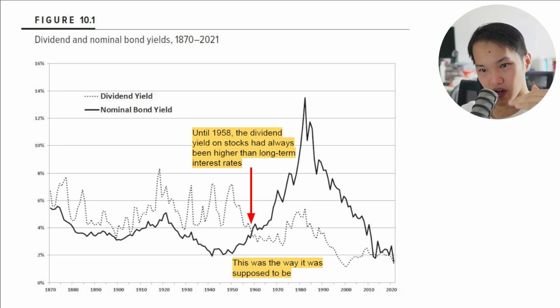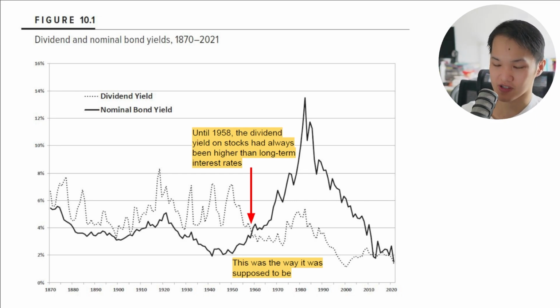As and when dividend yield comes down close enough to the nominal bond yield, it tells us that the market is expensive, and it tells us that you better sell your stocks, stay away from the market. Then these things repeat again in 1958. You see that there's a crossover here. 1958, market looks good, dividend yields are down.